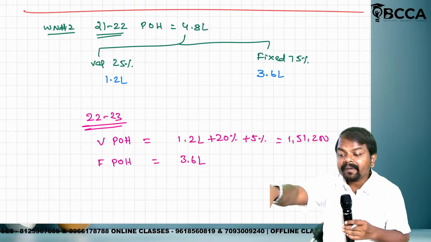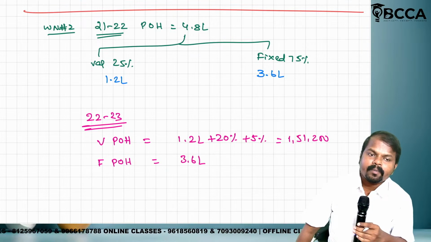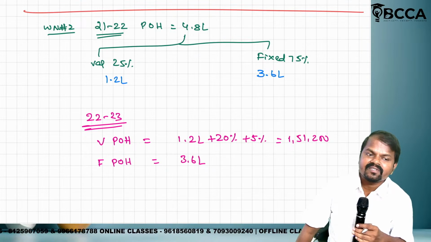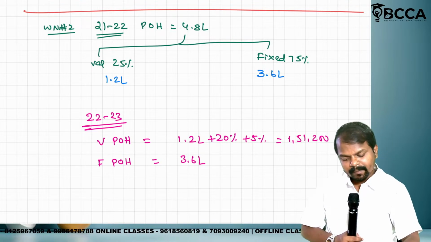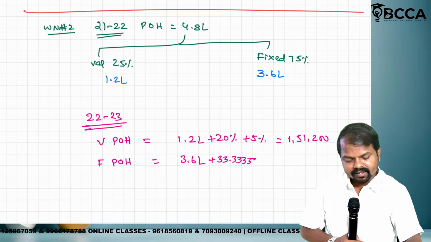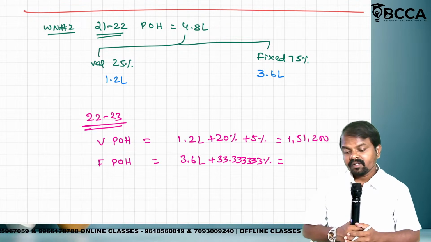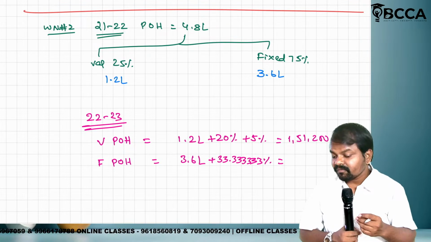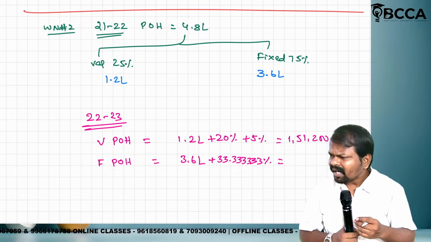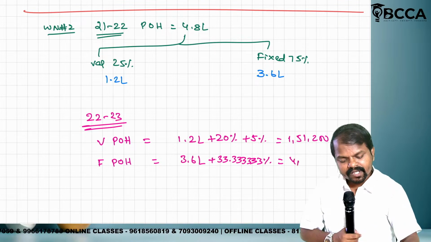But the question paper gave point number 5. Please check. Fixed production overhead, how much did they increase? It means 33.33333%. Please check. 40? 48. 4,80,000.